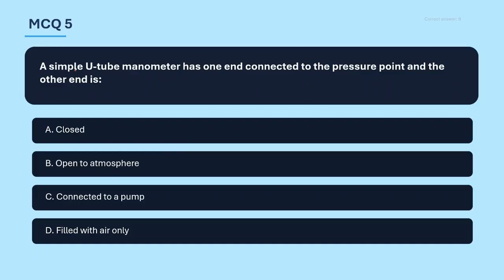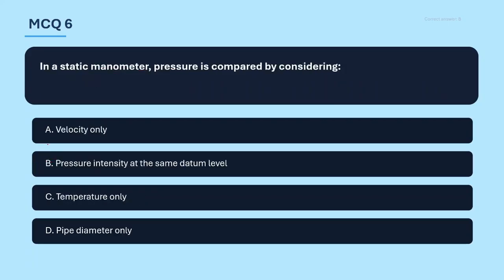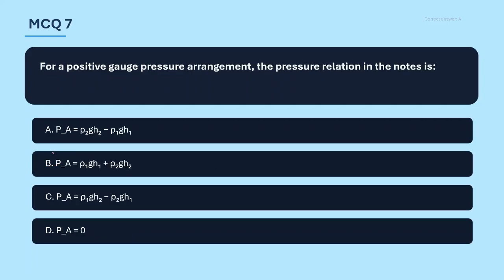Question number 5: a simple U-tube manometer has one end connected to the pressure point and the other end is. We know that in a simple U-tube manometer, one end is connected to a point but the other end is open to atmosphere. So option B is correct. In a static manometer, pressure is compared by considering pressure intensity at the same datum level. That is, B is the correct answer.